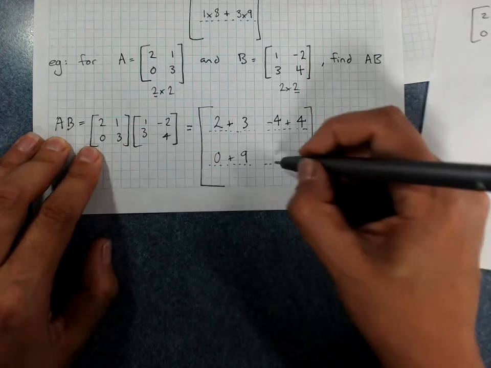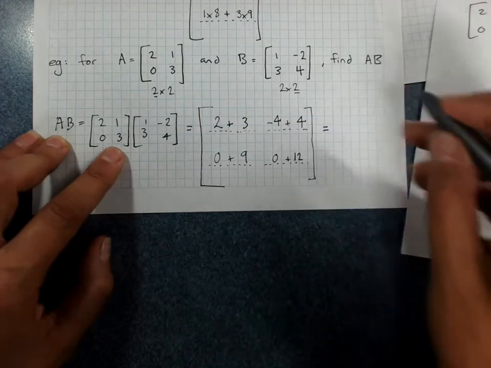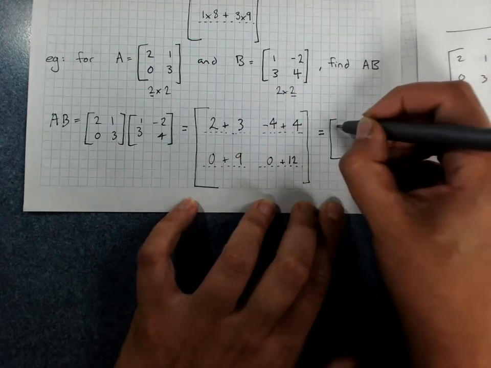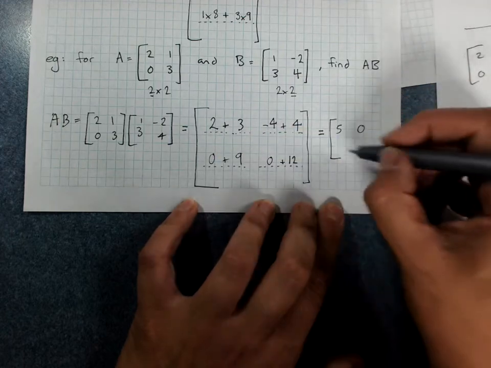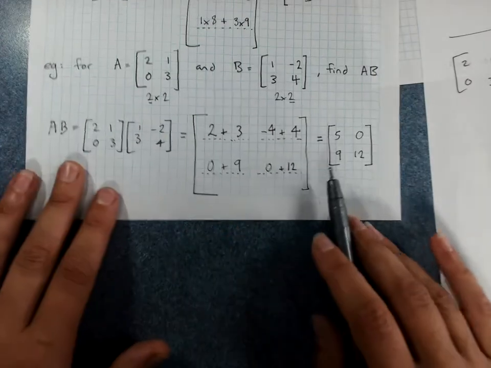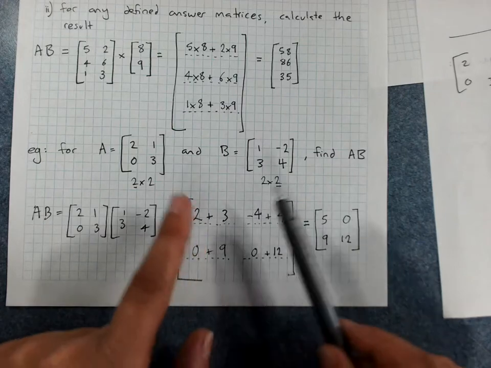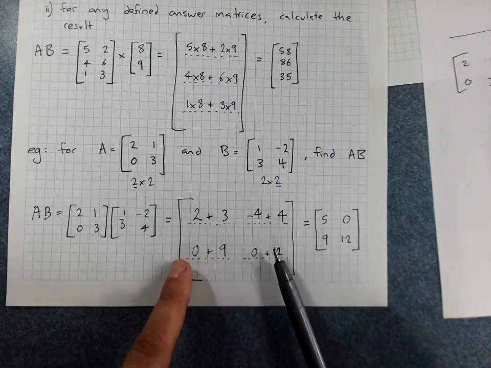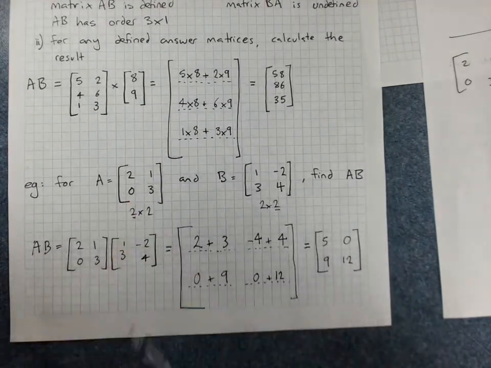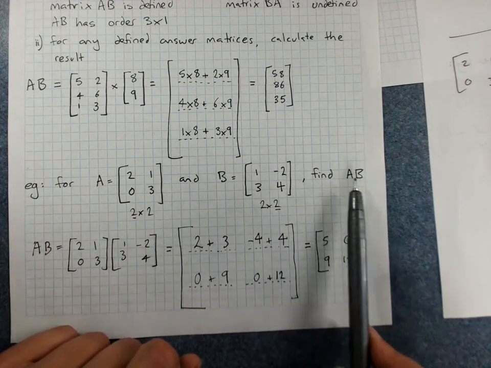This row times this column. 0 times negative 2 is 0. 3 times 4, 12. Then get your answer matrix. 2 plus 3 is 5, negative 4 plus 4 is 0, 0 plus 9, and 0 plus 12. It's fine as long as you methodically follow the steps, set up your matrix to take the answer, and just work through it really carefully. Obviously, much easier on the graphics calculator. Just enter the two matrices into your graphics calculator and multiply them.